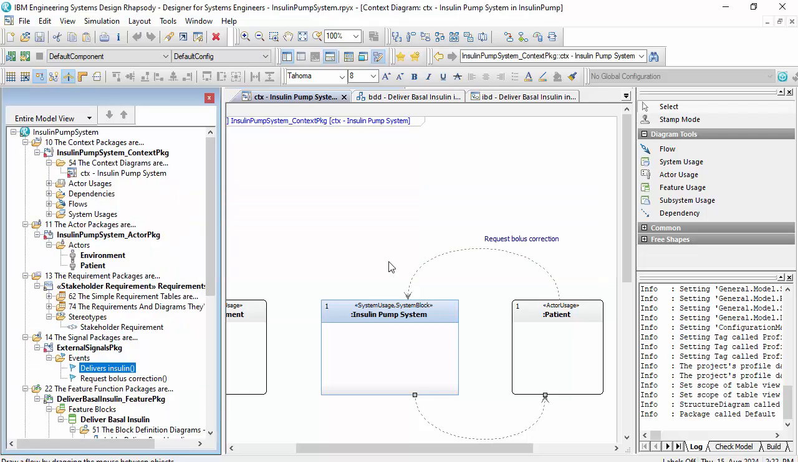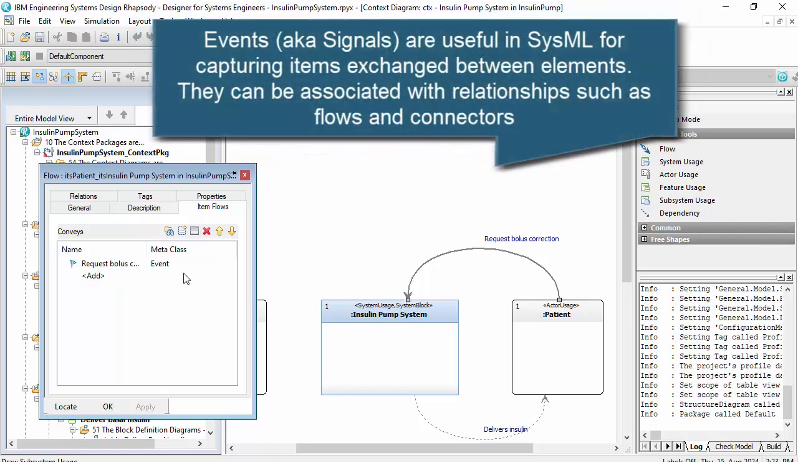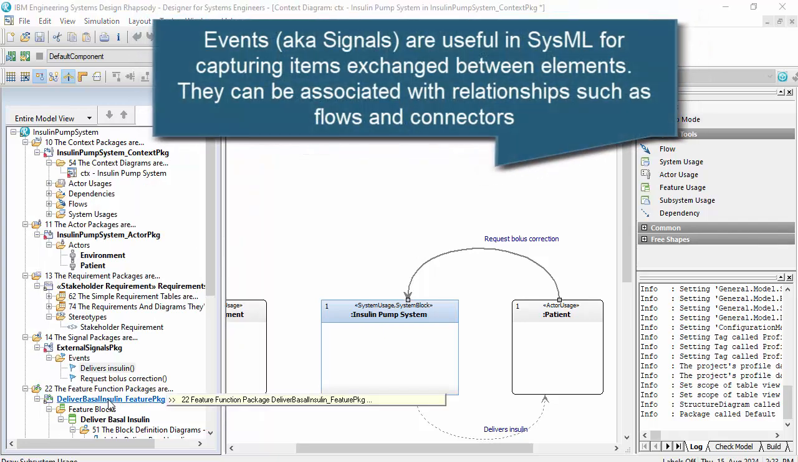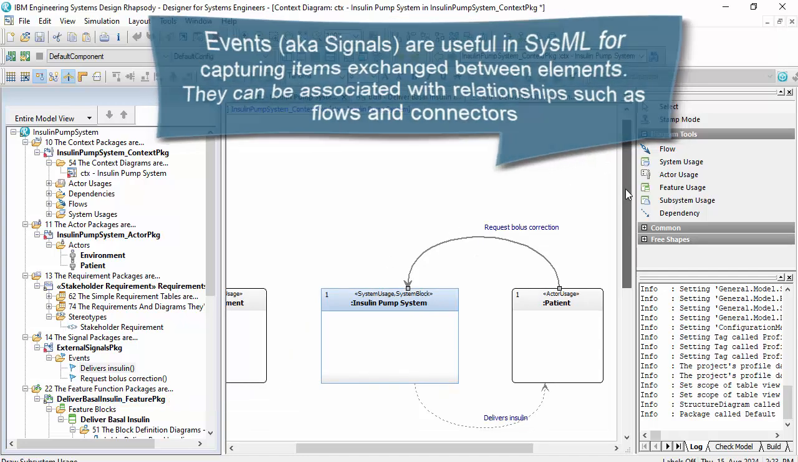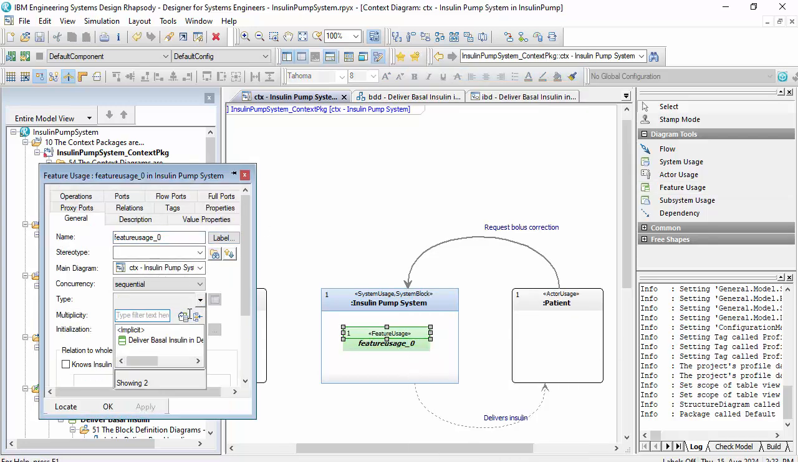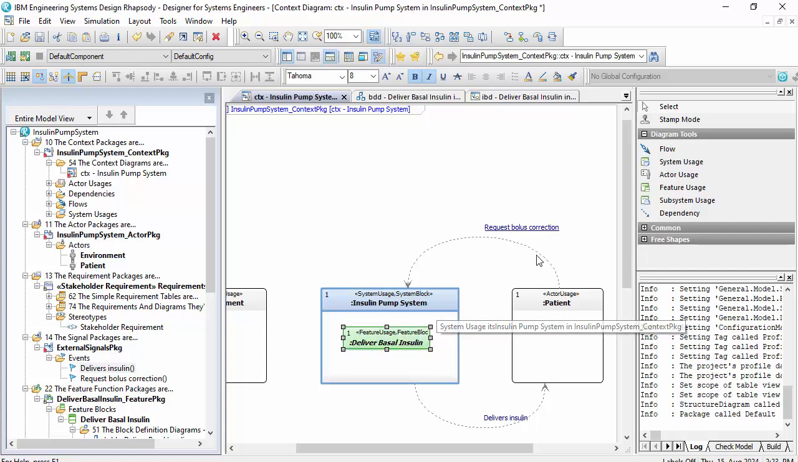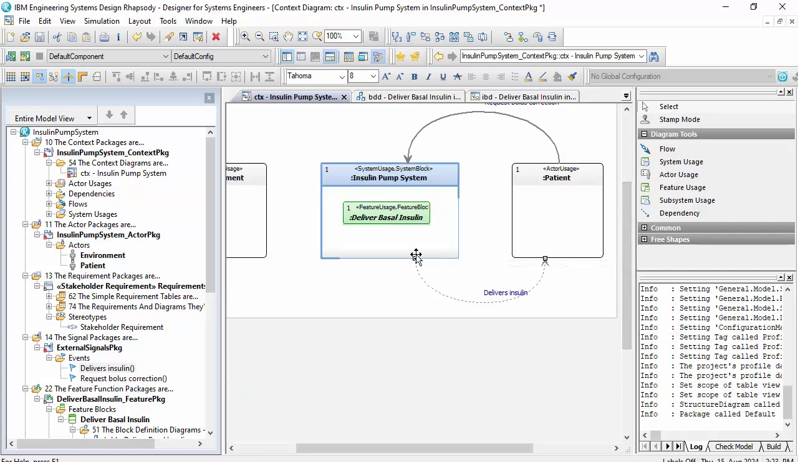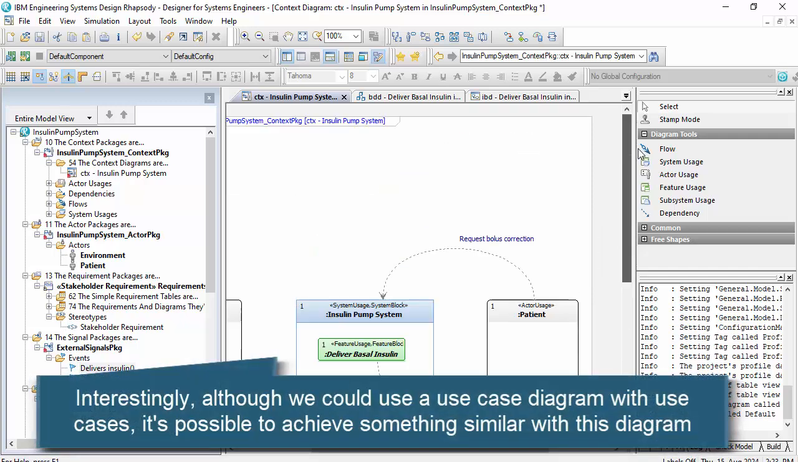This simplified internal block diagram does have a very simplified palette, so we're using flows between part properties, and the flow is carrying signals, or what Rhapsody calls events, because that's one of the easiest things to hook into lots of different diagrams within SysML to be able to capture exchange items. But I could show within this insulin pump system a feature which is typed by, or a feature usage which is typed by that, and establish the flows to those features. If you think of this as similar to what a use case would do, the difference is instead of having an ellipse here and having a use case, I've got a block.